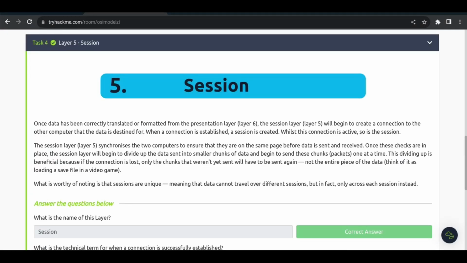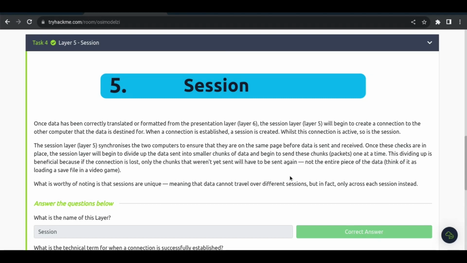Moving on to task 4, layer 5, session. Once data has been correctly translated or formatted from the presentation layer, layer 6, the session layer, layer 5, will begin to create a connection to the other computer that the data is destined for. When a connection is established, a session is created. While this connection is active, so is the session. The session layer synchronizes the two computers to ensure that they are on the same page before the data is sent and received.